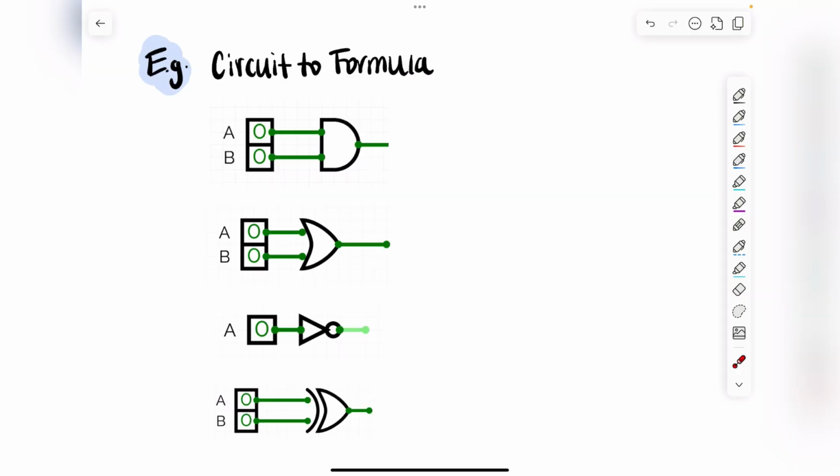First thing I do is label the gates. So in this first circuit, the gate that I see is the AND gate. So we can read this as A and B. So the formula for this circuit is A and B.